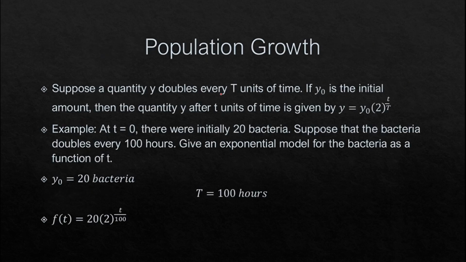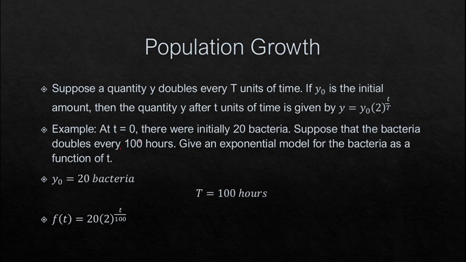Okay, let's apply the exponential functions in problems. So this is a population growth problem. Suppose a quantity y doubles every T units of time. If y sub 0 is the initial amount, then the quantity y after t units of time is given by y equals y sub 0 times 2 raised to the power of t over capital T.